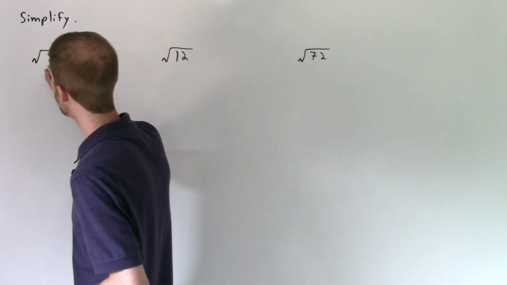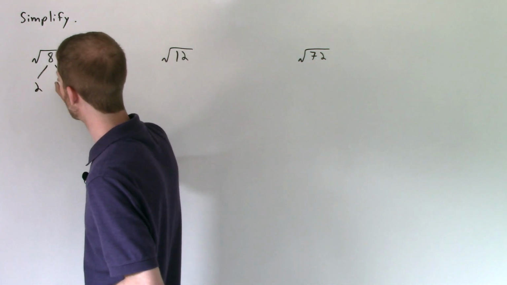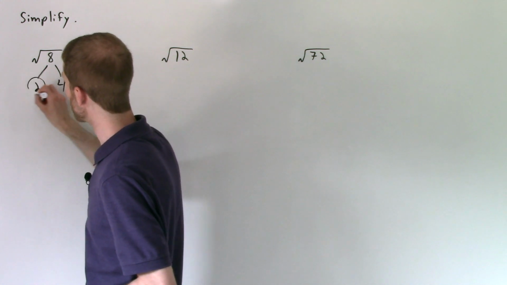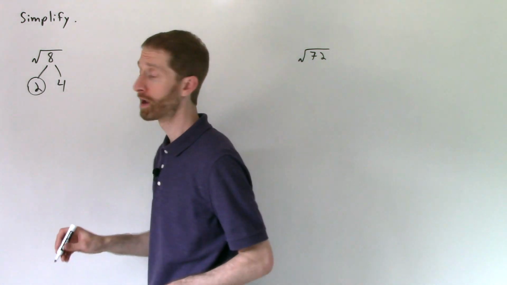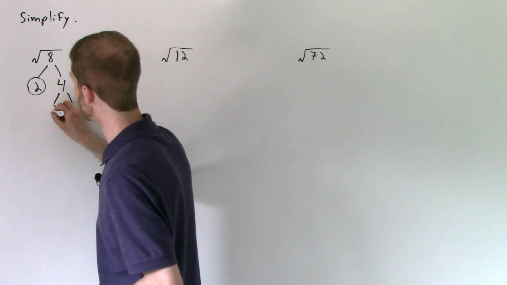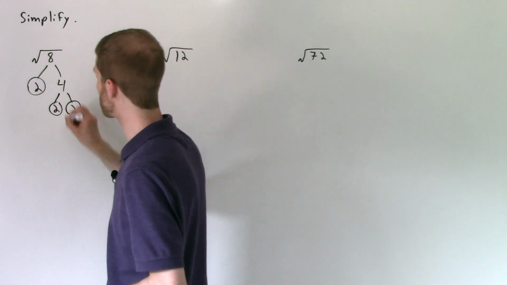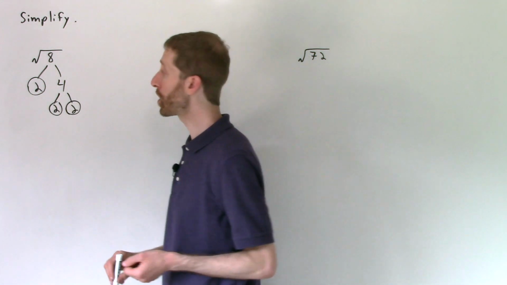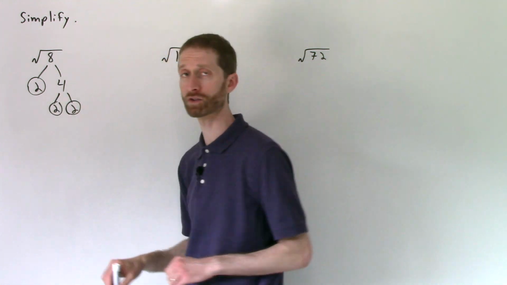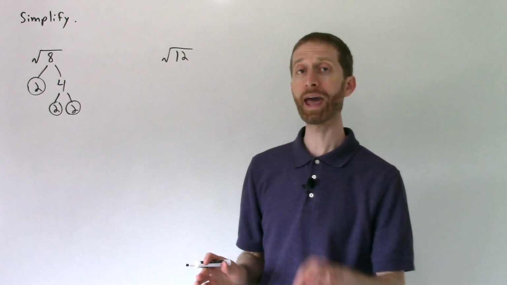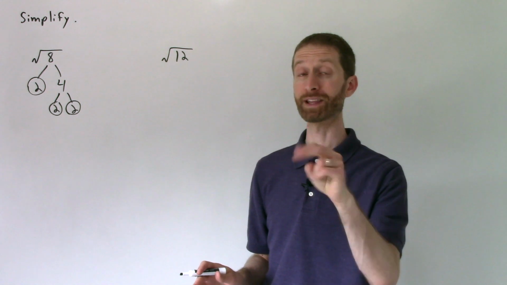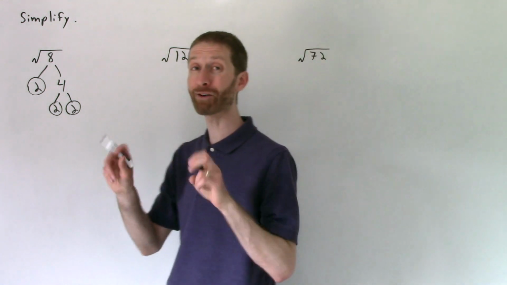So I reduce down 8 to 2 and 4. 2 is prime. A lot of people will then circle that number to show that it's prime, but 4 still has 2 and 2 that goes into it. So now everything's prime. What we do now is we notice that we have 1, 2, 3 factors of 2. Any place where we have 2 factors of something, they pair up and they come outside of the radical.